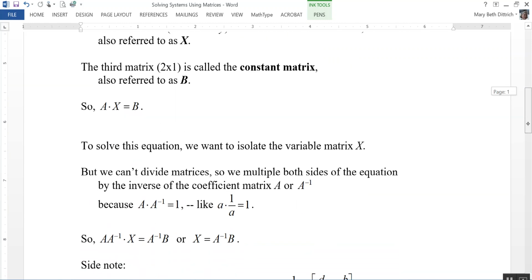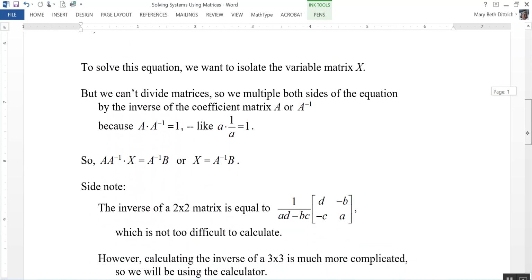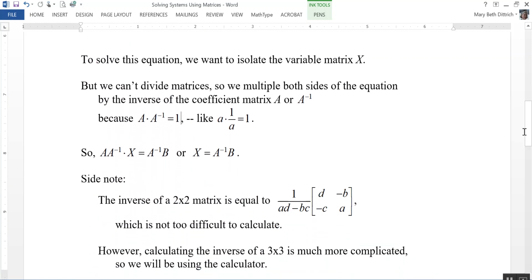So to solve this equation, we want to isolate the variable matrix X, but we can't divide matrices, so we're going to multiply both sides of this matrix equation by the inverse of the coefficient matrix A, or A to the -1. Recall that what looks like a -1 exponent really means the inverse of something, because matrix A times the inverse of A is equal to 1. So that's going to basically cancel out that coefficient matrix A. It's very similar to saying A times 1 over A is equal to 1. Something times its reciprocal, in this case a matrix times its inverse, is equal to 1.